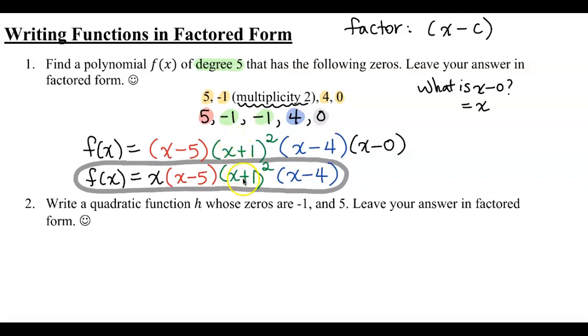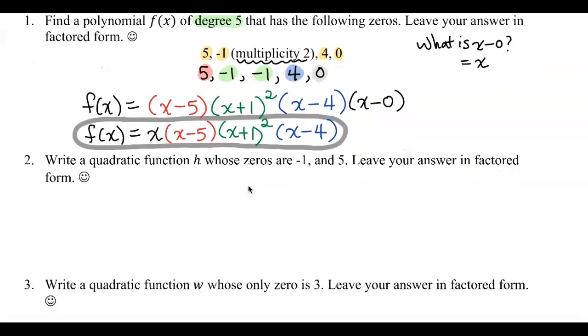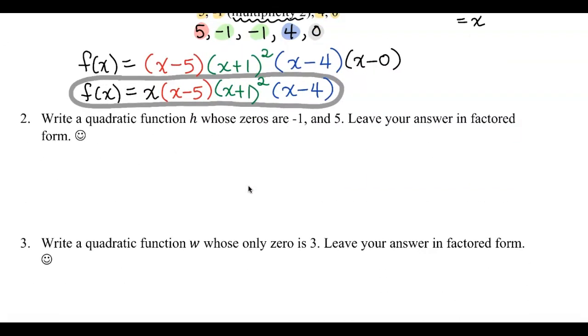Okay, let's keep going. The second one, they want us to write a quadratic function. Now I want you to make a note, because when they say quadratic function, we should know that we're talking about degree 2. And to write a function with degree 2, we need 2 zeros. Let's see if they give us 2 zeros. Those zeros are -1 and positive 5. So that's great. We have all the zeros we need. Let's go ahead and write them.